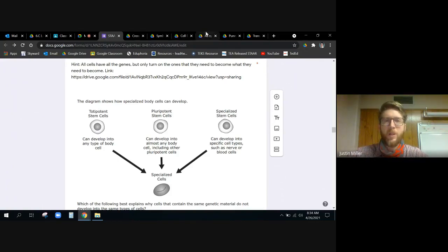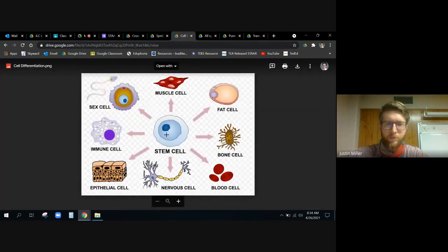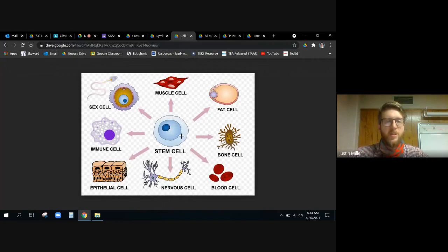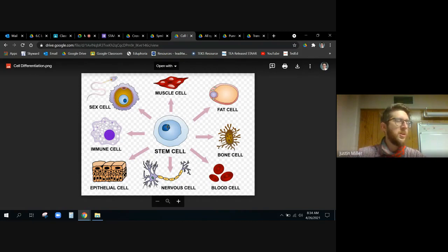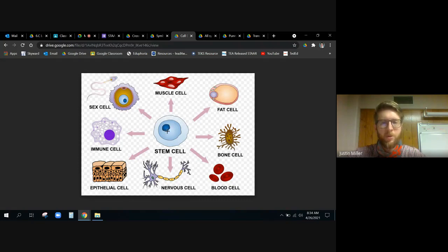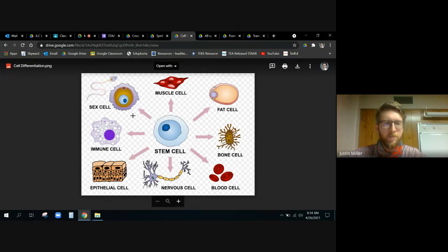Okay. So if we look at this picture here, this stem cell here, this is like a baby cell, and all baby cells are the same. But at some point, these cells get triggered, like there's some sort of environmental trigger that activates certain genes in the stem cell that makes them become muscle cells. So if they turn on the muscle cell genes, they become a muscle cell. If they turn on fat cell genes, they become a fat cell. If bone cell genes get turned on, they become a bone cell. Same thing with all these other cell types, okay?